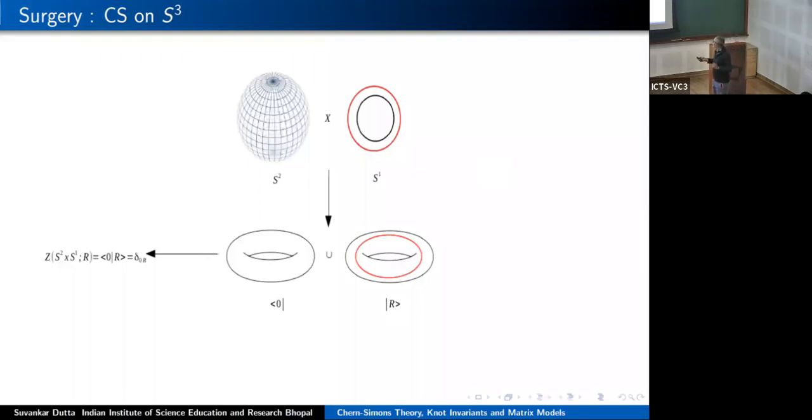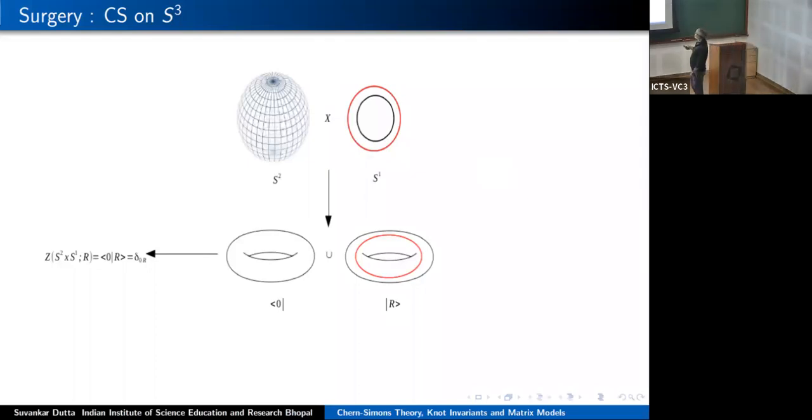Now suppose you are taking two solid tori, and you consider a Chern-Simons theory on this solid torus. One can show, as we showed in the Jones polynomial paper, that the partition function of such a Chern-Simons theory corresponds to a state in the corresponding Wess-Zumino-Witten model living on the boundary of the solid torus, which is a torus. And that state is specified by the trivial representation. So I write it as bra of zero. Zero stands for the trivial representation.